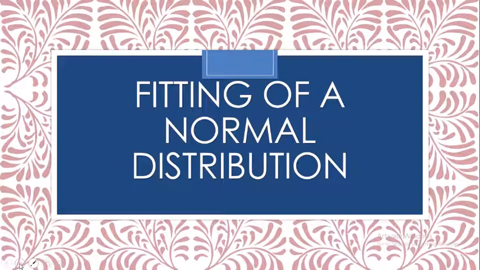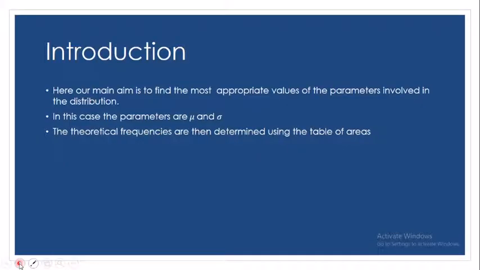Today we will learn fitting of a normal distribution. So our aim is to find out the most appropriate values of the parameters involved in the distribution. In this case the parameters are mu and sigma, and we have to first estimate mu and sigma, and then fit the distribution. Then we have to find out the theoretical frequencies.